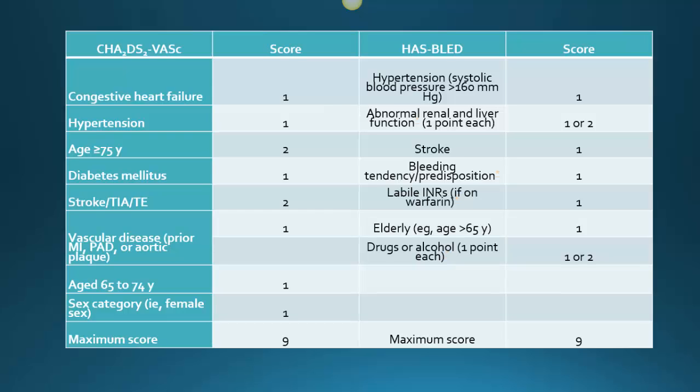Here we have a flow sheet sample of the CHA2DS2-VASc and HAS-BLED tools side by side. The CHA2DS2-VASc tool looks at these different stroke risk factors and assigns a max score of 9, which would indicate a high risk of stroke. The HAS-BLED tool looks at different bleeding risk factors, also with a max score of 9, to be used to identify risk versus benefit of anticoagulant therapy for atrial fibrillation.